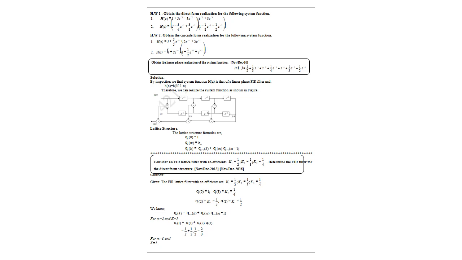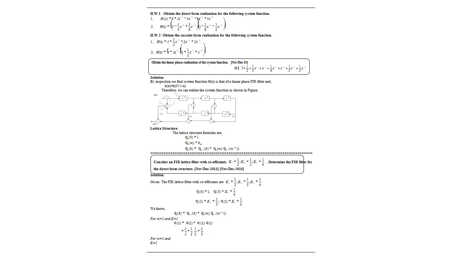So the FIR lattice filter with the coefficients K1 is equal to 1 by 2, K2 is equal to 1 by 3, K3 is equal to 1 by 4. So Q3 of 0 is equal to 1, Q3 of 3 is equal to K3 equal to 1 by 4, Q2 of 2 is equal to K2 is equal to 1 by 3, Q2 of 1 is equal to K1 is equal to 1 by 2.